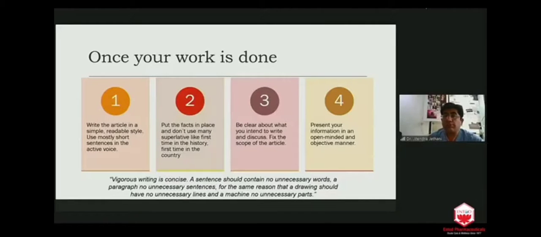When we do an original work, we want to announce to the world that this is for the first time in the history of ophthalmology, first time in the country, first time in the state. Try to avoid these superlatives, because it doesn't seem nice. You should be clear about what exactly you want to write and discuss.